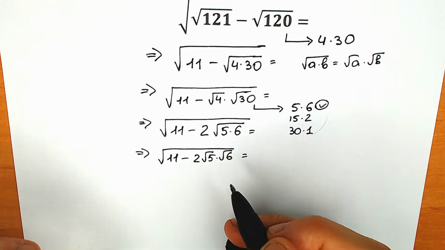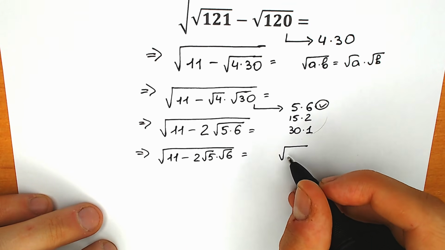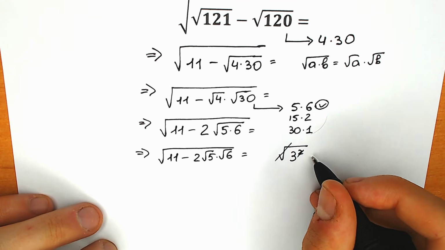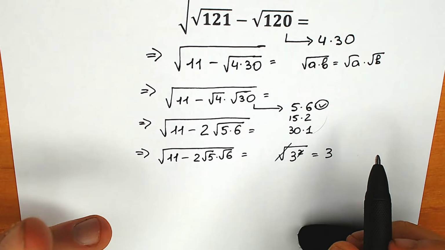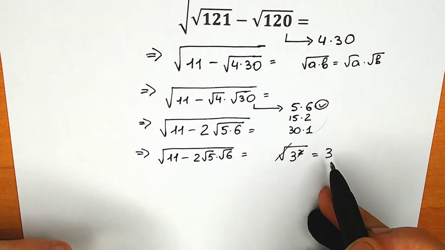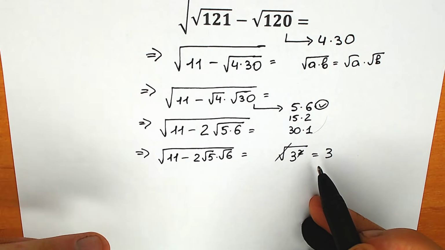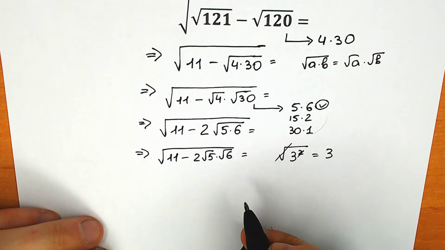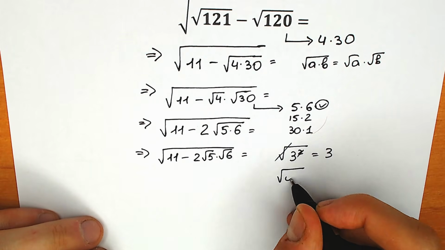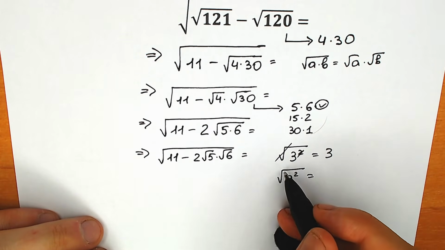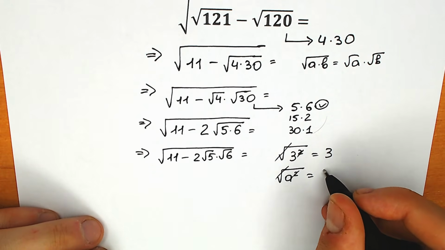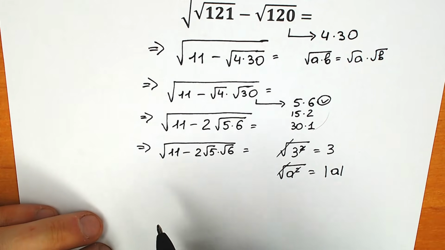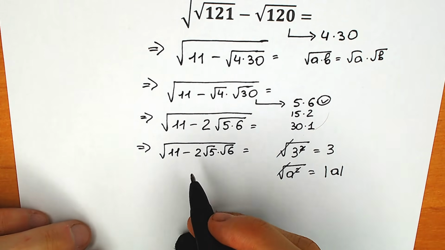Instead of this 11 minus 2 square root of 5 times square root of 6, we need to create a square. What I mean, for example, imagine you have square root of 3 squared. It means that we can easily cancel the square root sign, we can cancel the 2, and as a result we have 3. So it simplifies things a lot, because then we can cancel the square root sign, cancel the 2, and as a result we have our answer. In our case, let's try to create a square instead of this expression. When we raise to the second power, we can easily cancel the square root sign and the 2. This is great, but we need to remember about absolute value brackets. So this is the main idea: instead of this 11 minus 2 square root of 5 times square root of 6, we need to create a square.